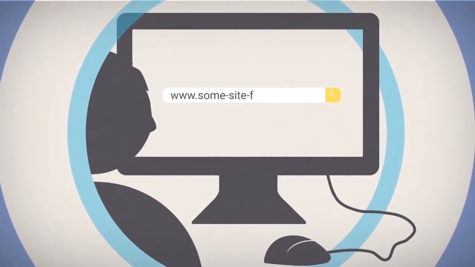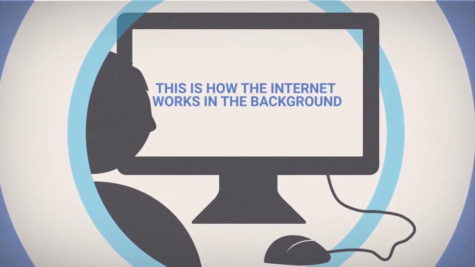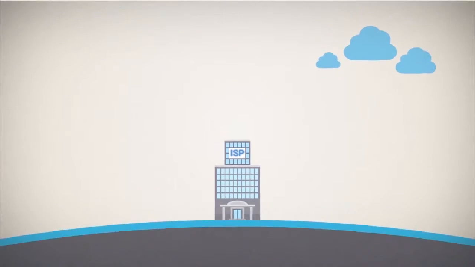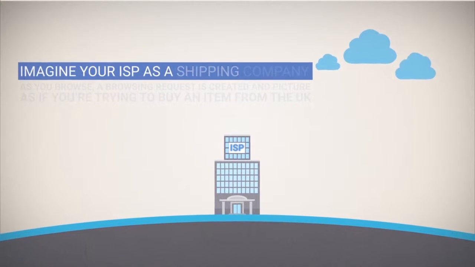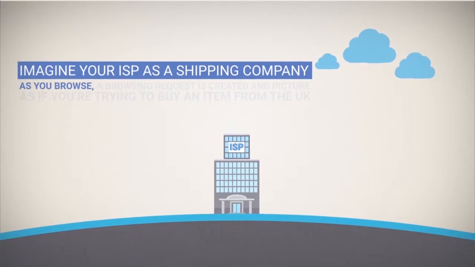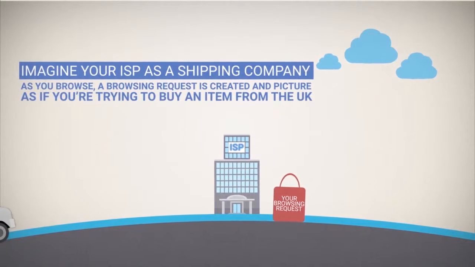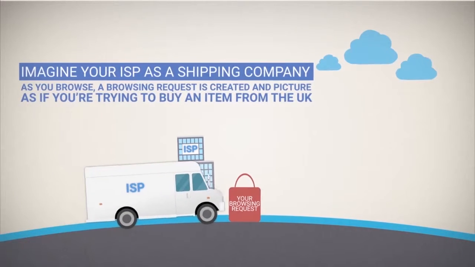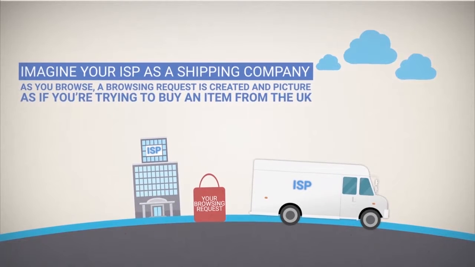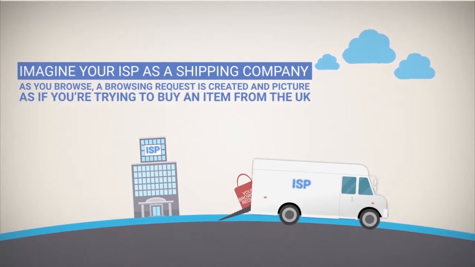And now imagine you're about to browse a site in the UK from your local country. This is how the internet works in the background. Imagine your internet service provider as a shipping company with delivery trucks that travel on these roads. As you browse, a browsing request is created in the form of a data packet. And picture as if you're trying to buy an item from the UK.